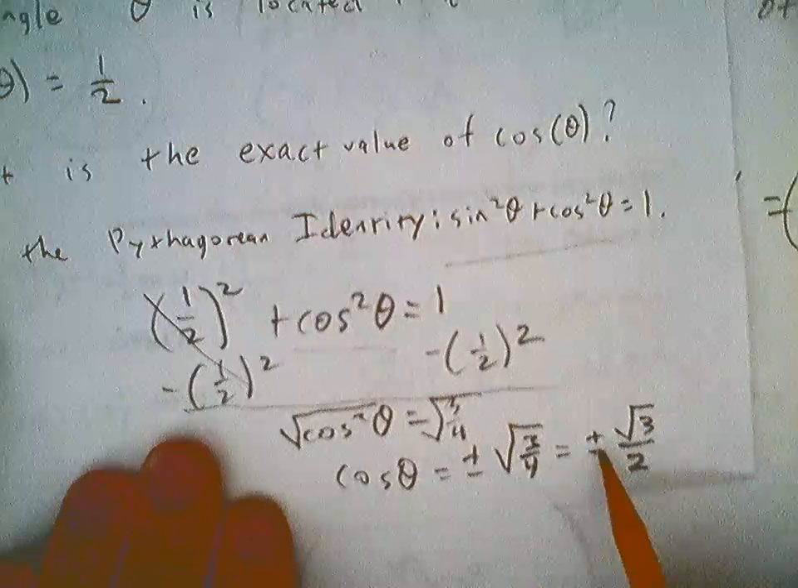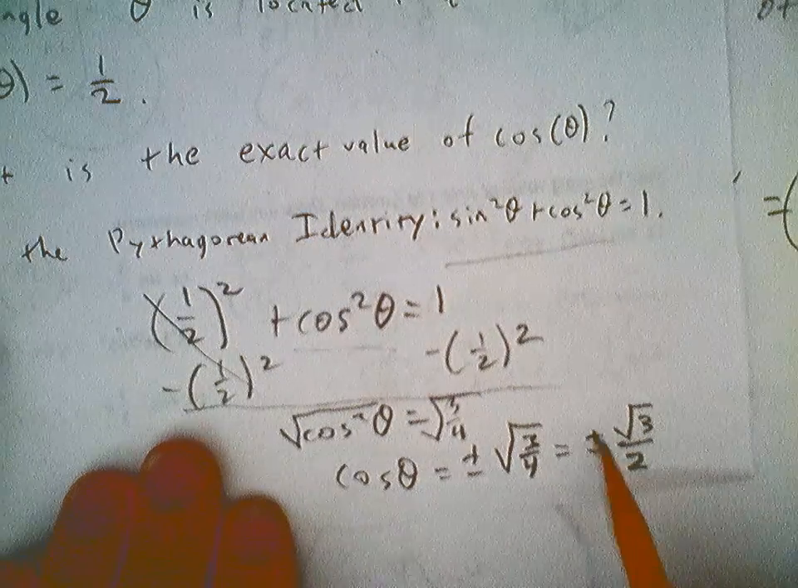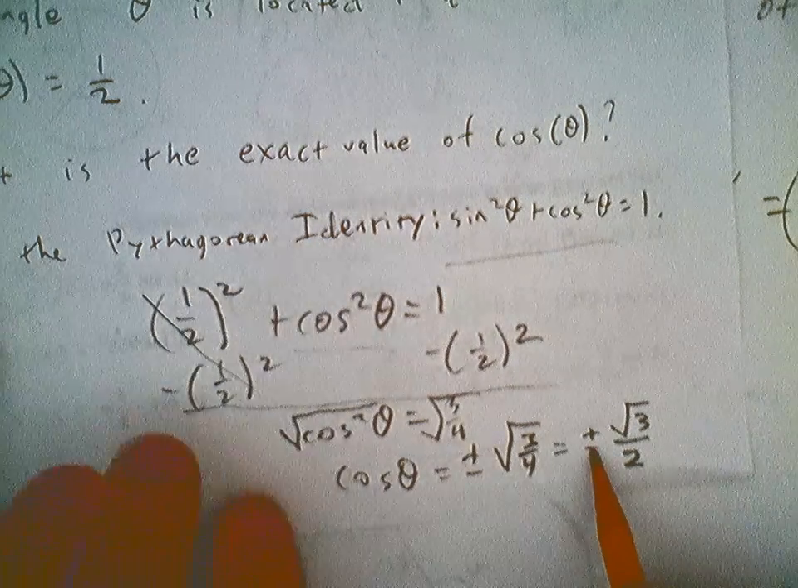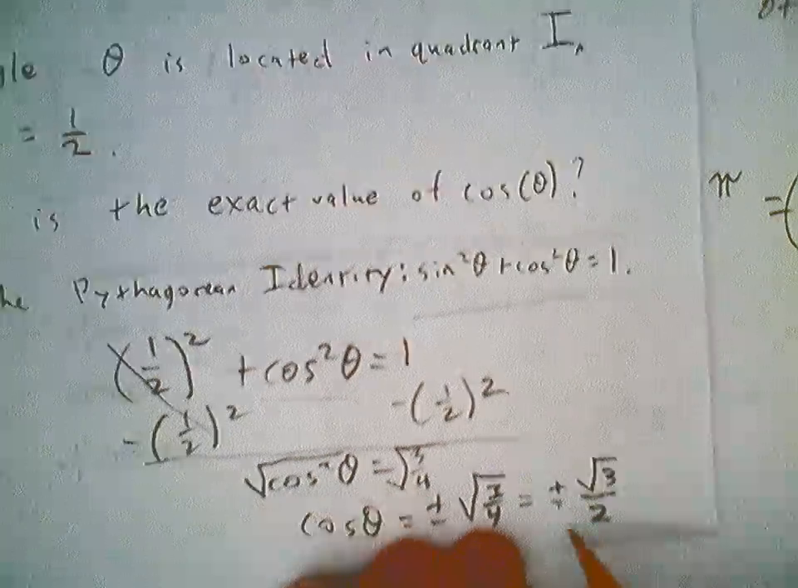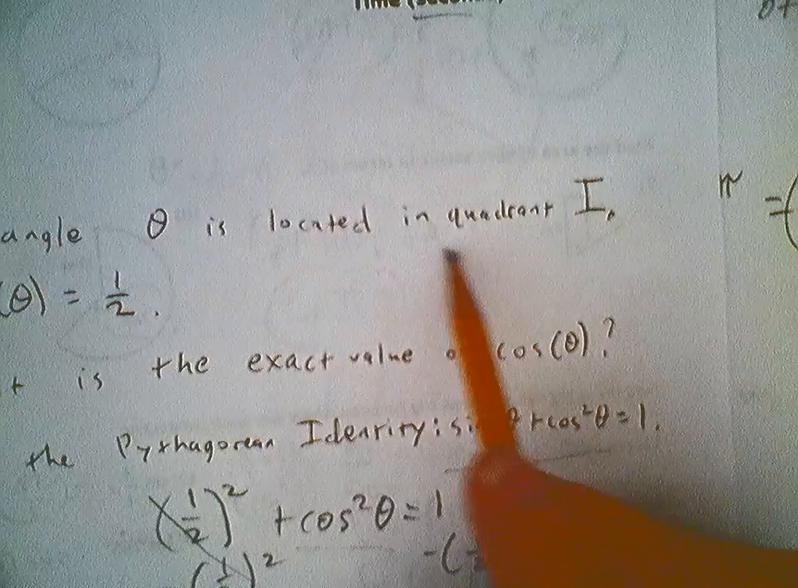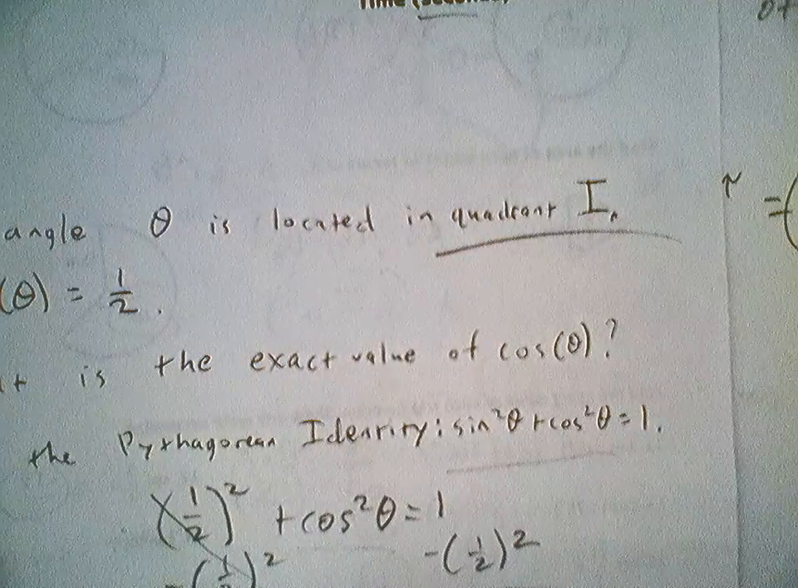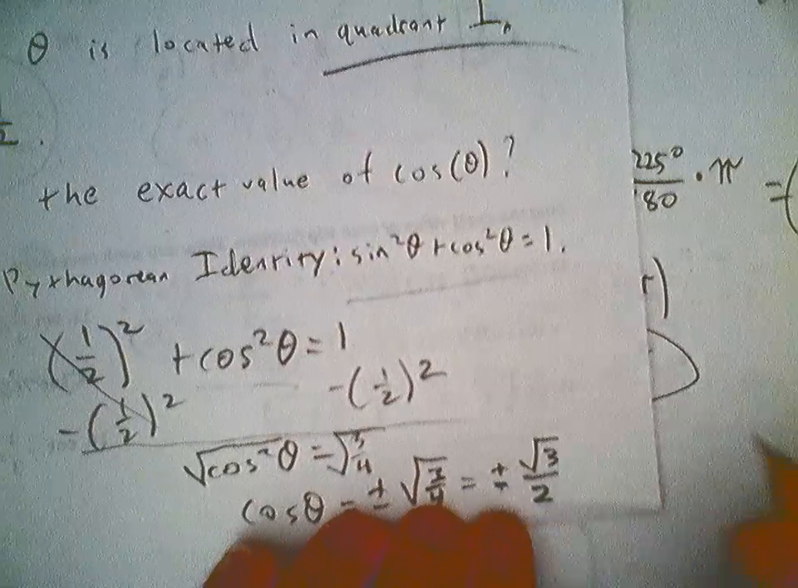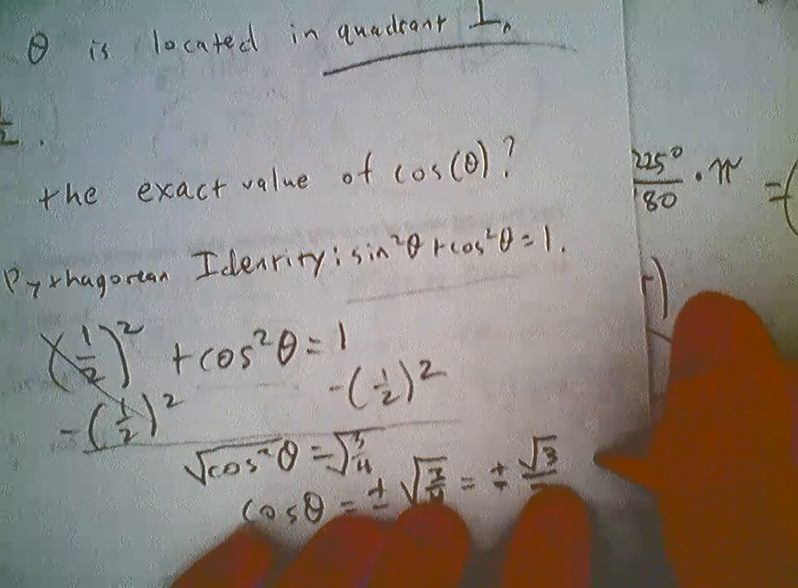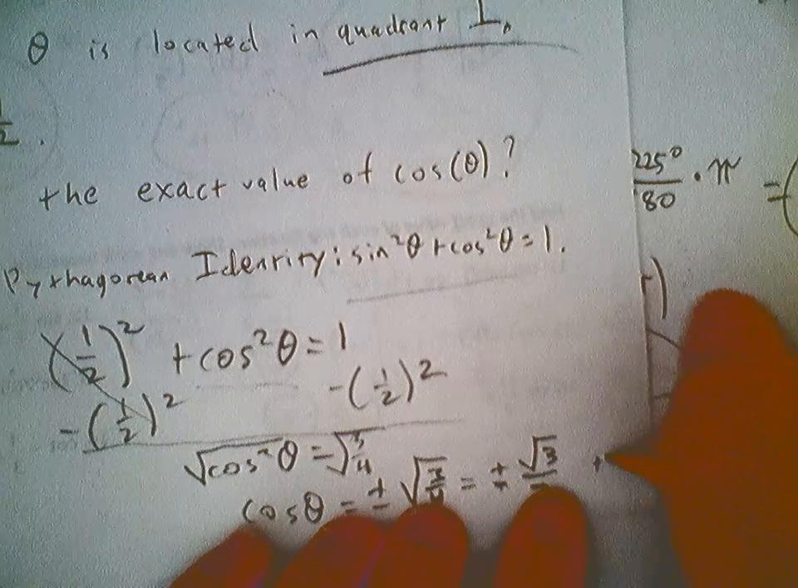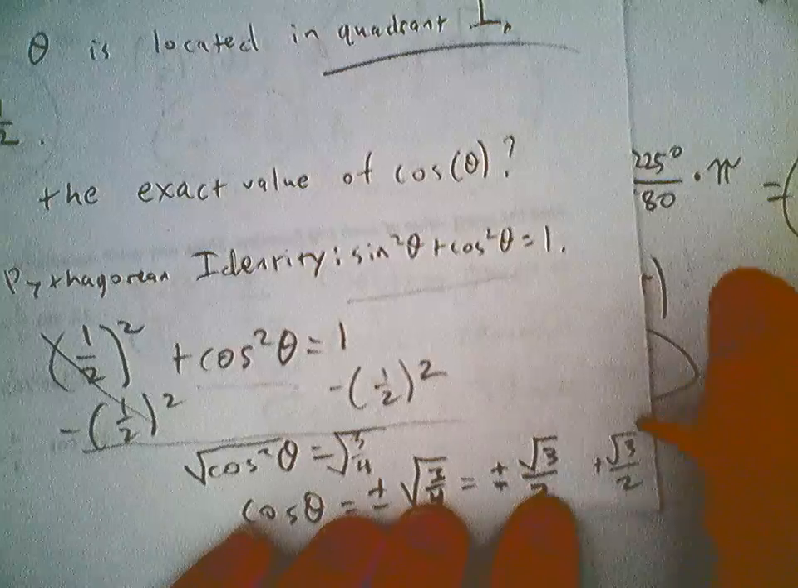So the question now is, is it the positive square root of 3 or is it the negative square root of 3? So to figure that out, let's go back to the quadrant we're in. We're in the first quadrant. Everything's positive up there. So we're going to go with the positive answer here. So positive square root of 3 over 2.